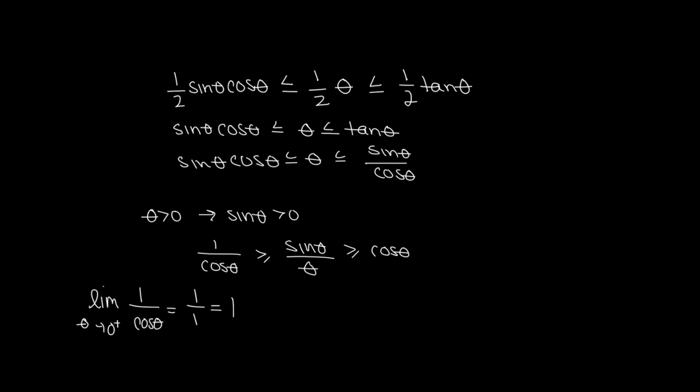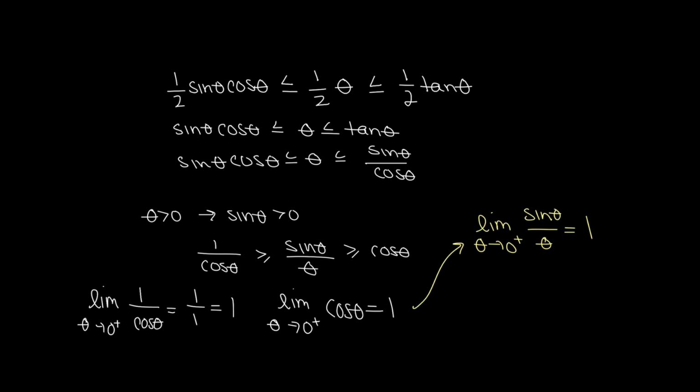So if we're in quadrant 1, we're on the right side of 0. So I'm going to find the limit as x goes to 0 from the right of all of these functions. So the limit as x goes to 0 from the right of 1 over cosine theta is just 1 over 1, or 1. And the limit as x goes to 0 from the right of cosine theta is cosine 0, or 1. So now I know the limit as x goes to 0 from the right of sine theta over theta is equal to 1.